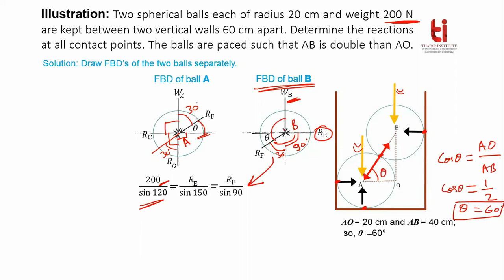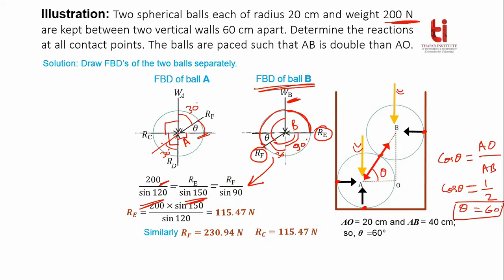This angle is 60 degree, and this one is 90 degree, so total 150 degree. Sin 150. Then RF divided by this angle, which is 90 degree, so RF divided by sin 90. If you solve it, you will get RE and RF. If you know RE and RF, then just put the RF value here, and you can easily find out this RC value.